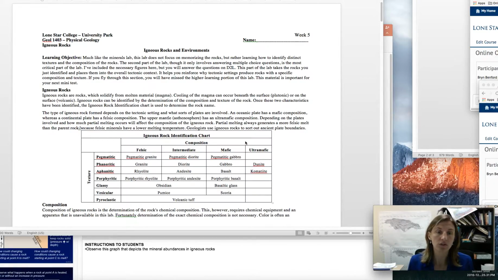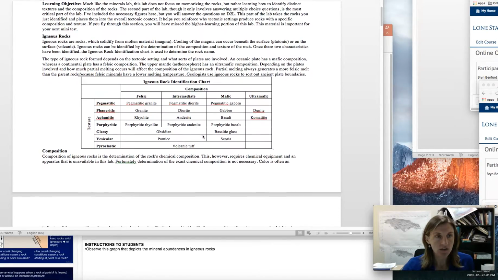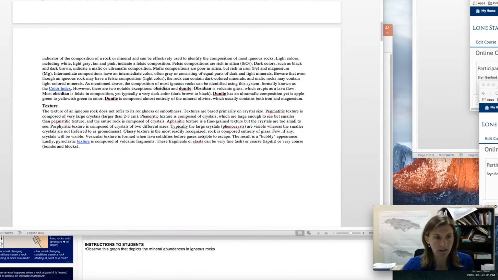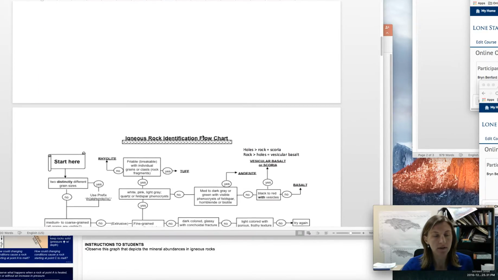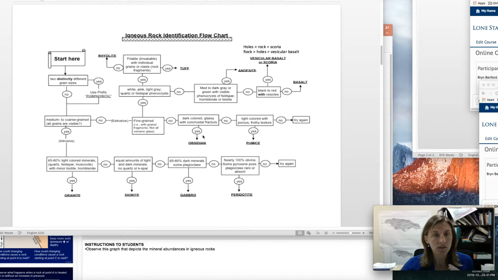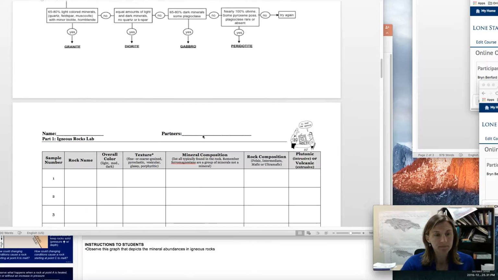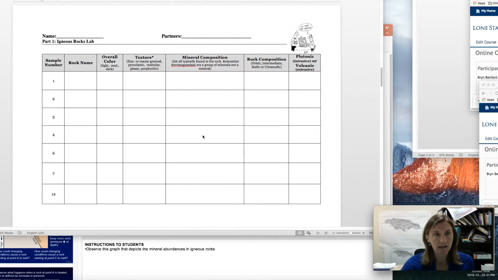So from the lecture you learned that we classify igneous rocks based on both their texture and their composition. So here you can read more about that, and I recommend you read it before starting the lab. So this flow chart is going to be very helpful to you. And so we'll come back to that.